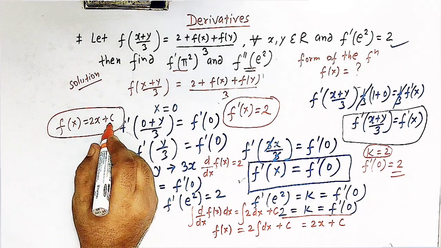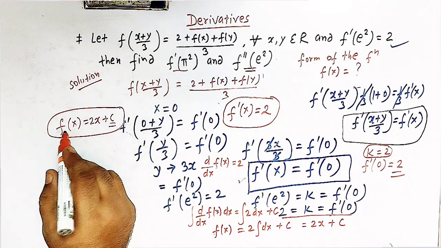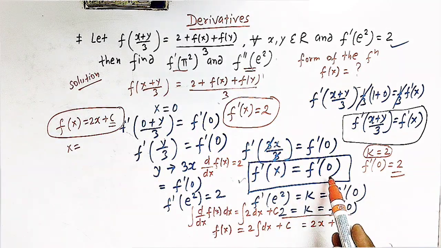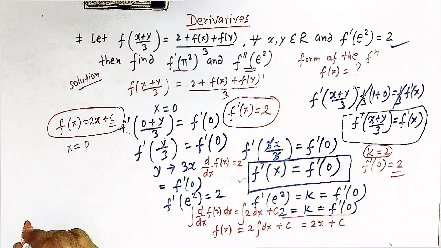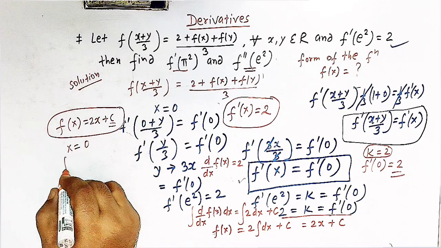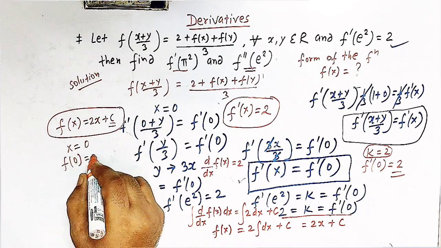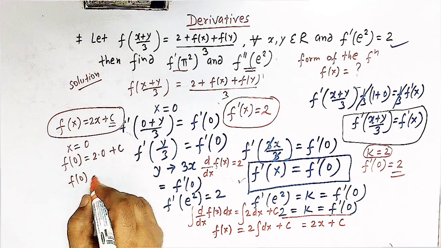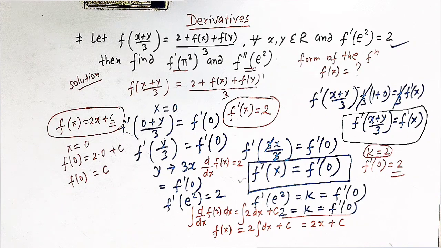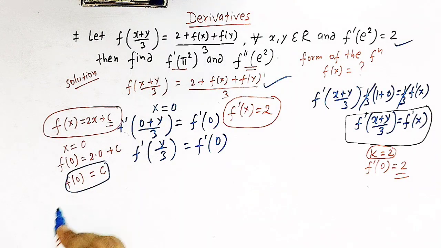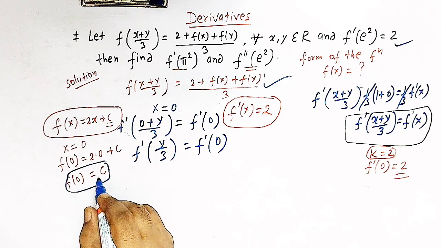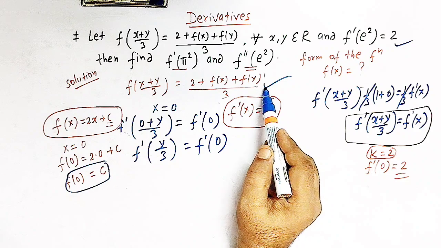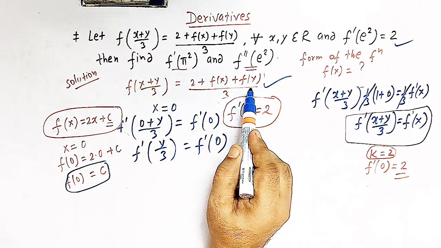So now to get the value of c, we can take x is equal to say 0, right? So when we take x is equal to 0, we have f of 0 is equal to 2 times 0 plus c, and this is f of 0 is equal to c. So now f of 0 is equal to c, and to get the value of f of 0, we can make use of this equation, right?